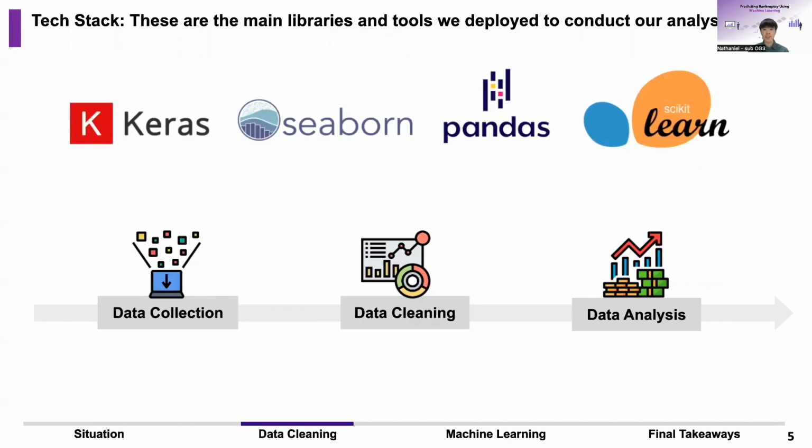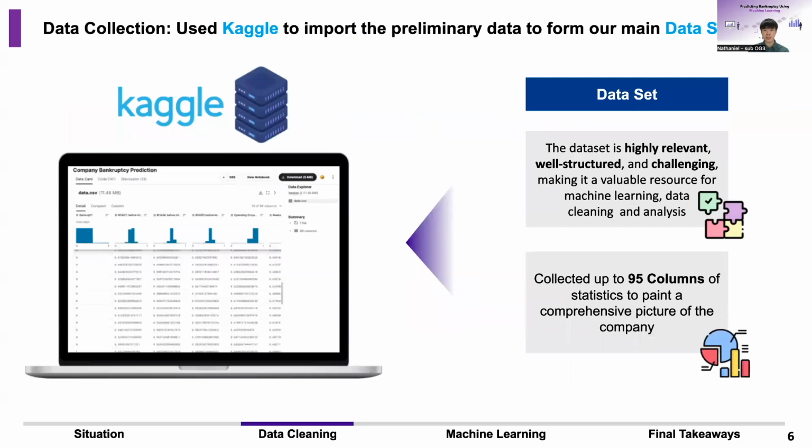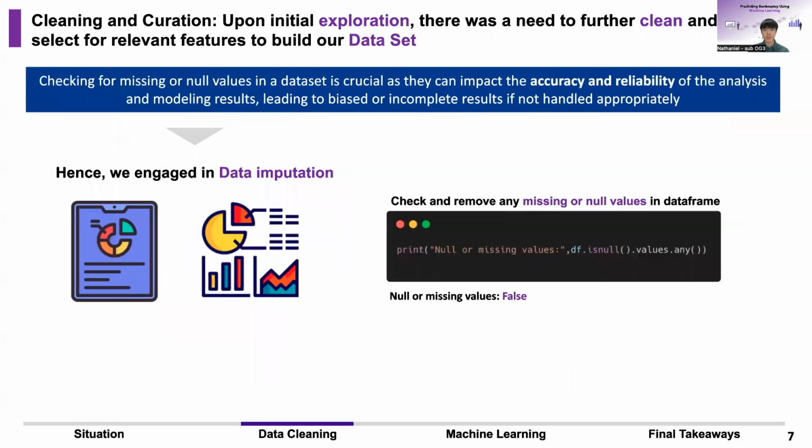During our data analysis and exploration phase, we utilized four main libraries to assist us: Keras, Seaborn, Pandas, and Scikit-learn. These libraries provided us with a range of tools from data visualization to machine learning algorithms. To form our main dataset, we utilized Kaggle. The dataset we obtained was highly relevant, well-structured, and challenging, making it an ideal resource for data cleaning, analysis, and machine learning. With up to 95 columns of statistics collected, we were able to paint a comprehensive picture of the company we were analyzing. Cleaning our dataset was a crucial step.